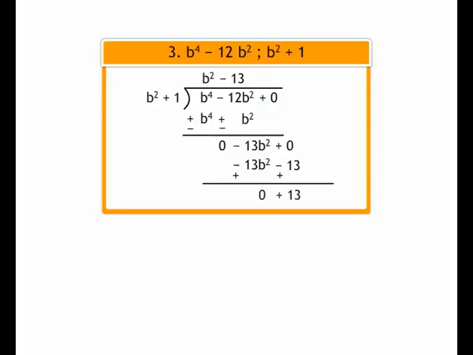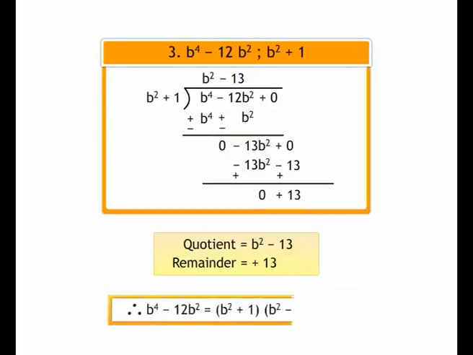Therefore, the quotient of the sum is b square minus 13, and the remainder is equal to plus 13. Therefore, b raised to 4 minus 12b square is equal to b square plus 1 in one bracket and b square minus 13 in the other bracket plus 13.